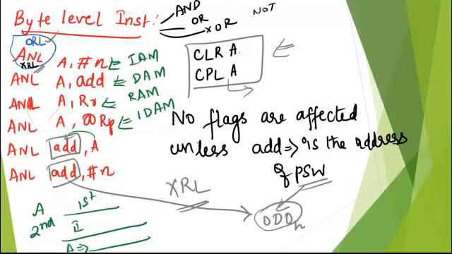Coming to the addressing modes, I am representing the second operand as immediate data, so this is immediate addressing mode. Here I am specifying the address of the data as part of the instruction, so this is direct addressing mode. Here I am specifying data which is available in a register, so this is register addressing mode. And if I use @, this is a pointer which points to the address of the data, so this is indirect addressing mode.